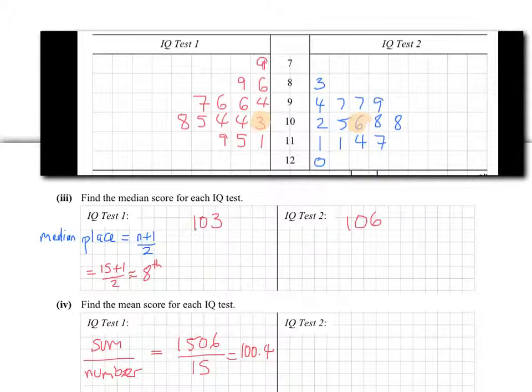The same process with test 2: you add up all those values from 83 up to 120, you get 1572, and again there are 15 values, and that gives us a mean average of 104.8. And so again we can see that test 2 gives a slightly better result than test 1, by 0.8 points. So test 2 does seem at this stage to be getting higher values than test 1.